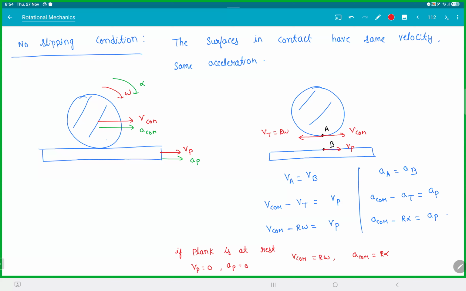So if someone asks you what is no slipping condition, you should say at the points of contact, the relative velocity and relative acceleration are 0. That's it. Don't say V is equal to r omega and all that. Clear with this? Any doubts on this statement? Clear? That's it. If you got this, this is the third thing that I was saying, the no slipping condition. Let me show you a question.